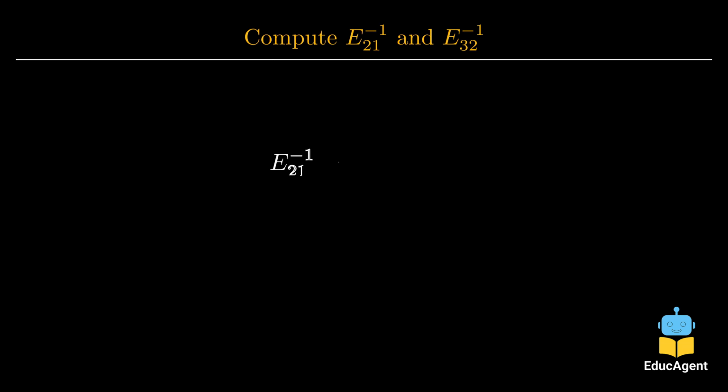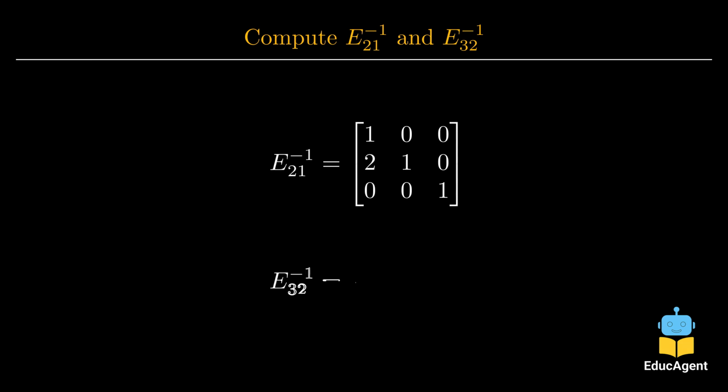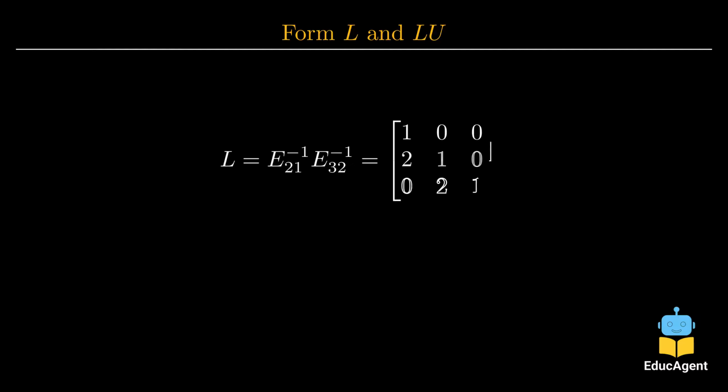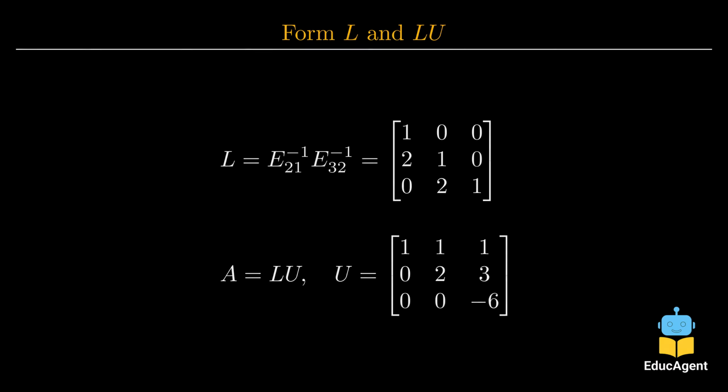Since E21 had minus 2 in 2-1, E21 inverse has plus 2 there. And since E32 had minus 2 in 3-2, its inverse has plus 2 in 3-2. Multiplying the inverses produces a lower triangular L that stores the multipliers. Pairing this L with our U gives the LU factorization of A.